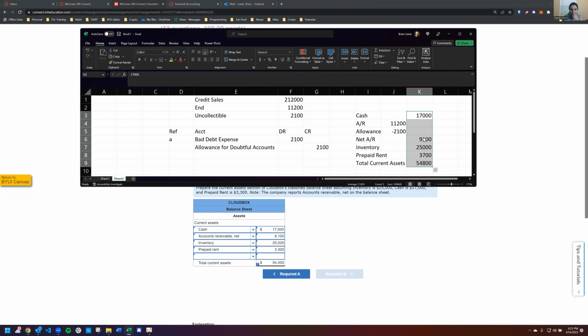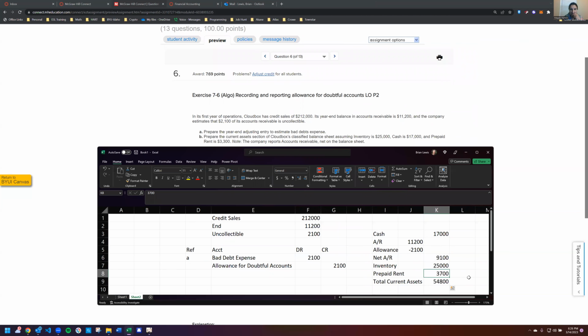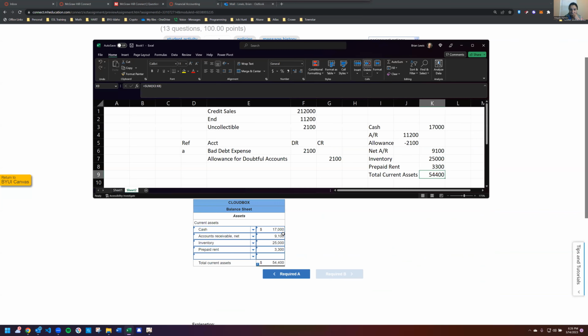cash, net receivables, 25 for inventory and prepaid. Did I get that wrong? I probably got the wrong number, didn't I? Oh, yeah, 3,300. So 5,440, and that's how you fill out that last part. Okay. So I just need to calculate the net. Yeah, I was confused on the net account receivable. Yep, just the net amount. Okay.